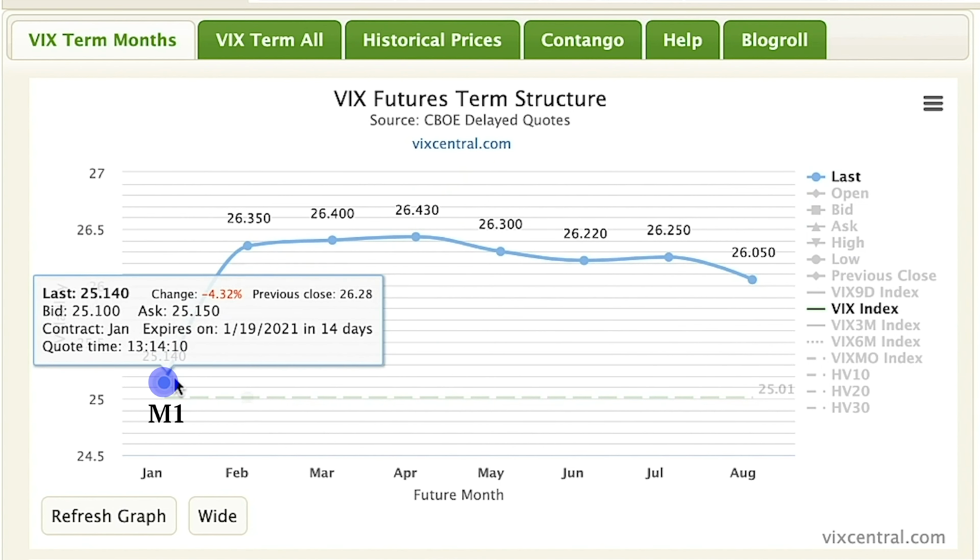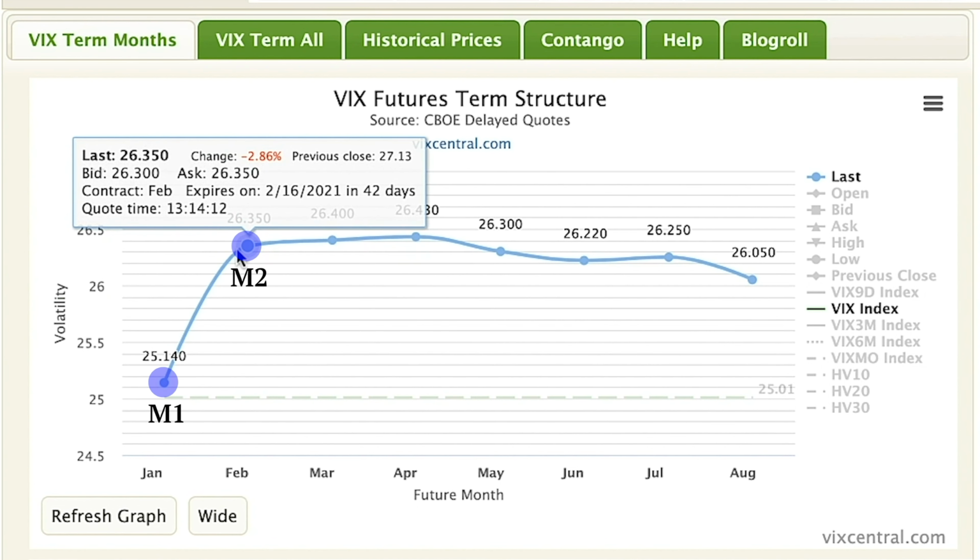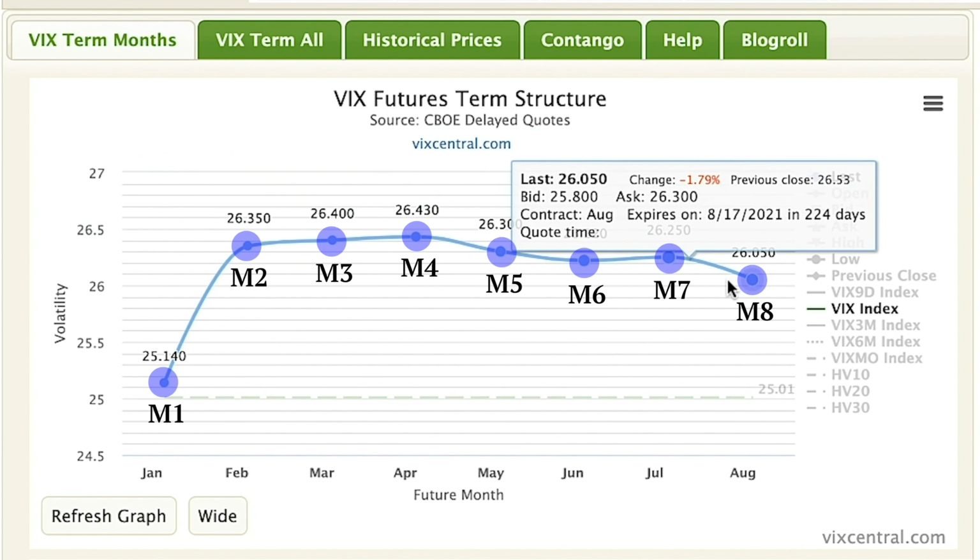So this first one, we sometimes call it M1. You might also hear it VX1. It's referred to differently, but it represents the first month VIX futures contract. This one expires in January. This one, M2 or VX2, that's the second month VIX futures contract expiring in February. Then March, April, all the way out to August.